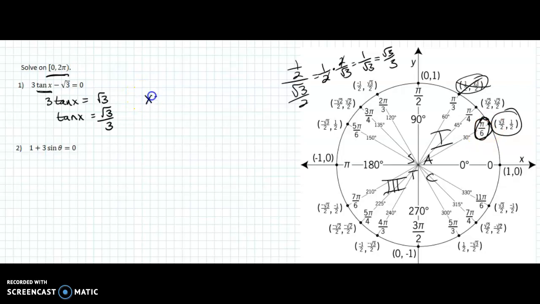So that is one value for x. That's the value in quadrant 1, pi over 6. Now I also have an answer in quadrant 3 because tangent is positive in quadrant 3. And so I can use that same reference angle. I know it's going to be over 6 in quadrant 3, so it's got to be 7 pi over 6. We can move these reference angles around, and so there are my two solutions for this equation.